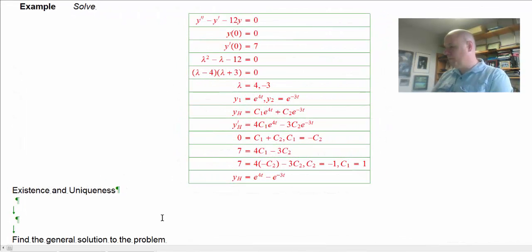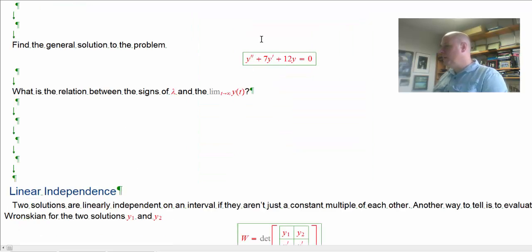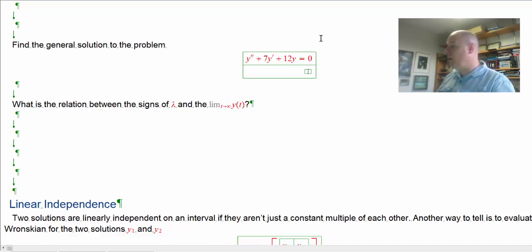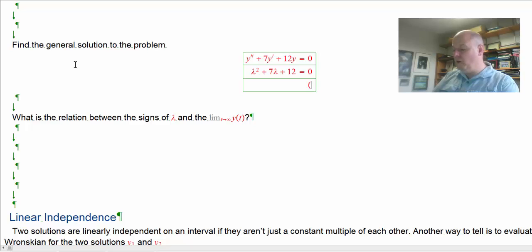Let's do another couple of examples here. Find the general solution to the problem. Well, now this starts to be more straightforward, right? I look at this. First off, there are no initial conditions given. So that means I can't find the C's. I don't have to find the C's. I just need the auxiliary equation. I need to factor the auxiliary equation or use the quadratic equation to solve it.